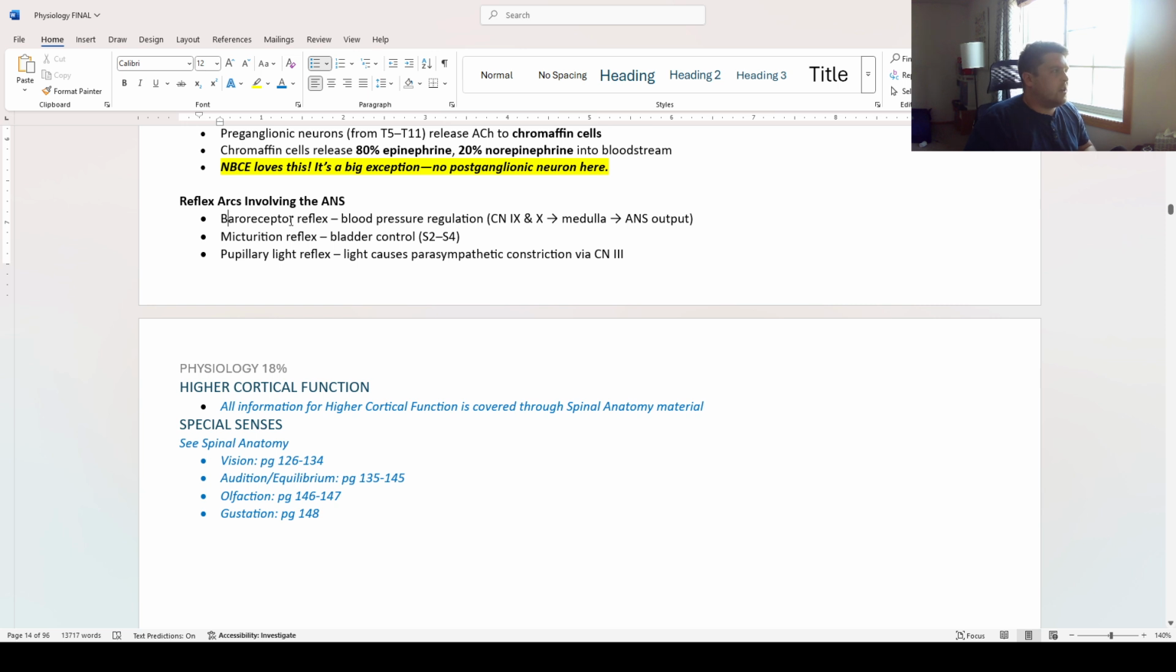Reflex arcs that involve the autonomic nervous system. Most of this is just keyword association, knowing which ones these are, that these are reflex arcs. Baroreceptor reflex for blood pressure regulation. We'll talk about that in a little bit. Micturition reflex. Micturition means urination, so it's the bladder control. And then pupillary light reflex, causing parasympathetic constriction through our cranial nerve 3.